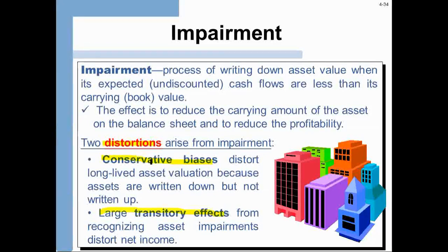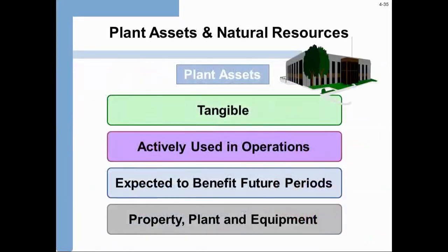After this impairment concept, let's head towards property, plant and equipment. Plant, assets and natural resources are tangible assets. These are actively used in operations and expected to provide benefit in the upcoming years for the company. Mostly we call them property, plant and equipment.